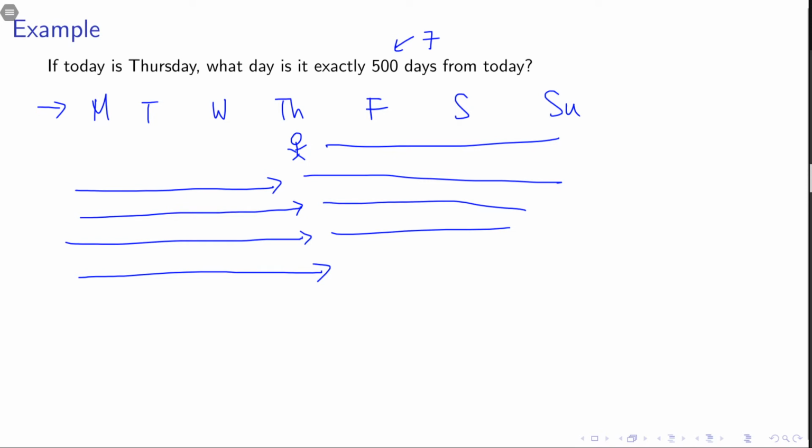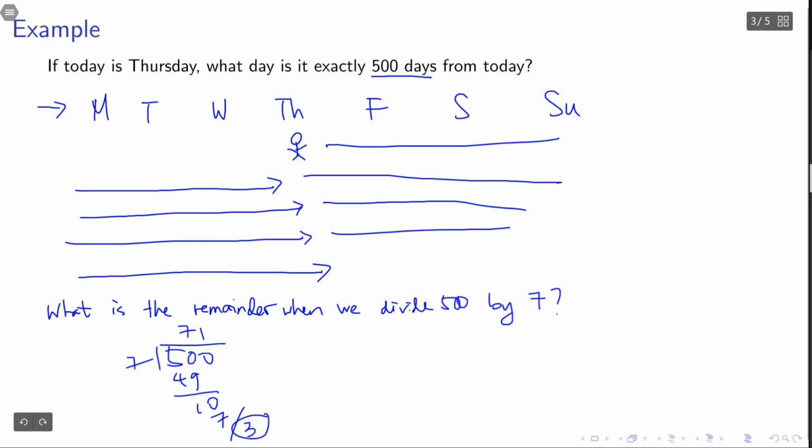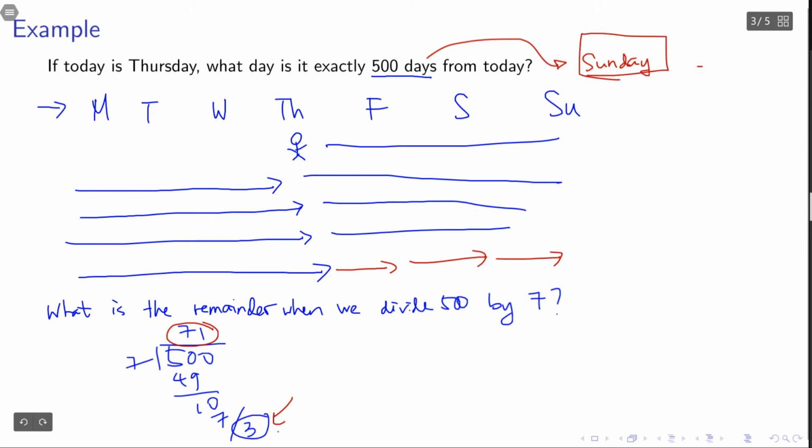Which means we don't really need to count 500 days from Thursday manually, like one by one, right? We just really need to find what is the remainder when we divide 500 by 7. Right, and so let's do the division. The remainder is 3. Which means after I've done 71 complete cycles through the whole week, putting me back at Thursday each time, I need to do 3 more days forward. So that's Friday, Saturday, and Sunday. So exactly 500 days from Thursday is always going to be a Sunday. Right? So that's one application where we really just cared about the remainder here and not the whole 500 days.